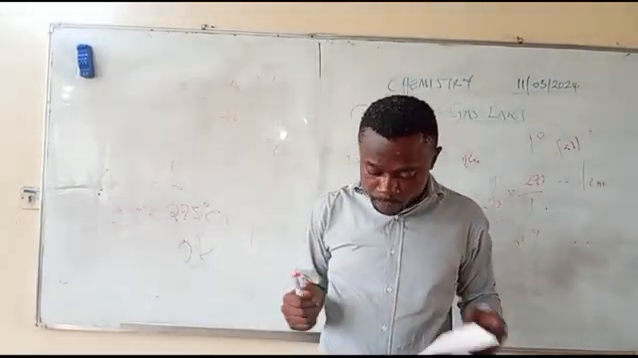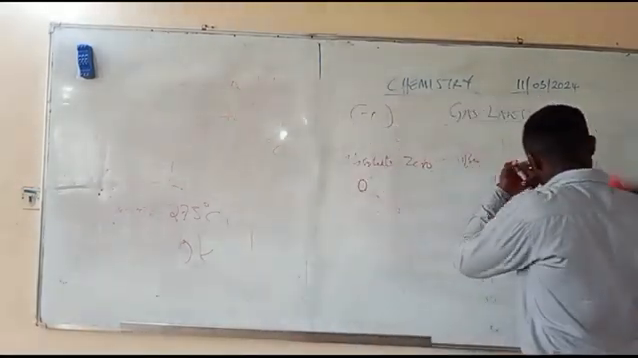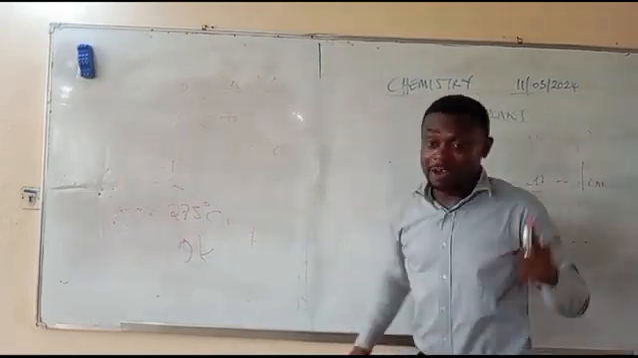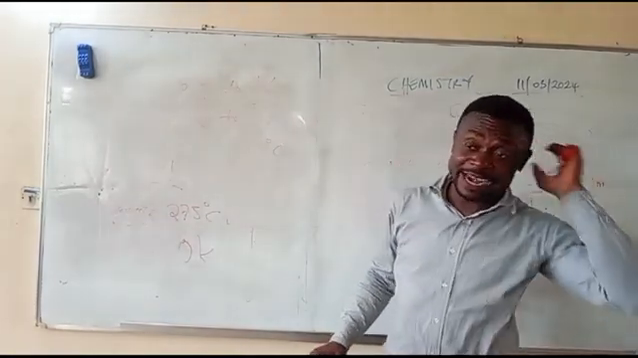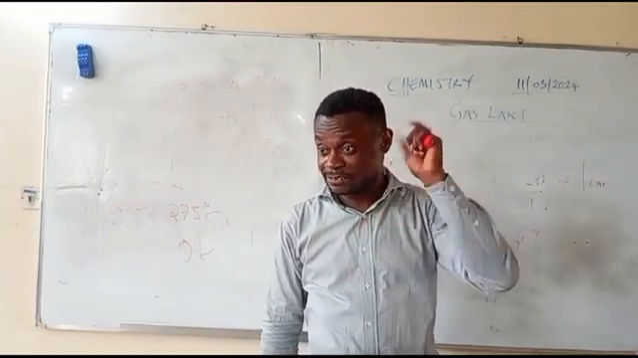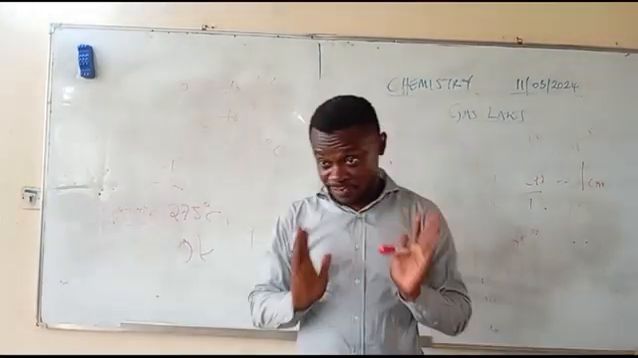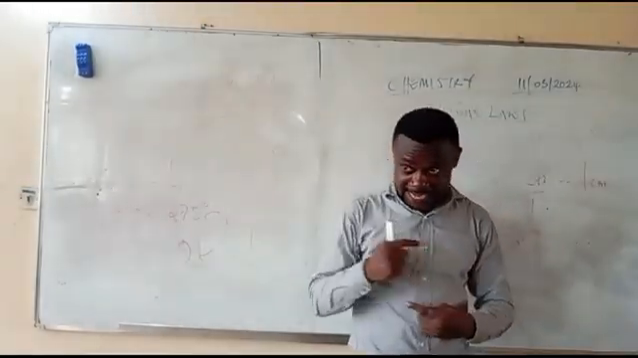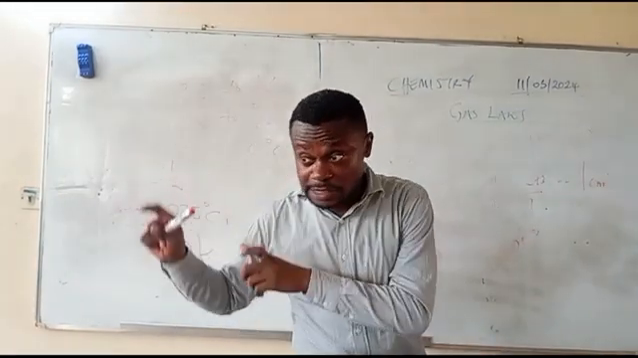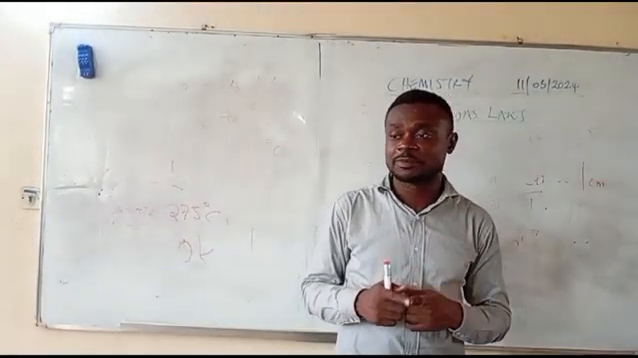Now with this, let me go to the mathematical aspect of Charles law. Remember your direct variation in your mathematics. If you remember your variation in mathematics, then you can relate it with Charles law. Charles law is a direct what? Variation. Because here the volume varies directly proportional to what? The temperature. Are we together? At constant what? Pressure.